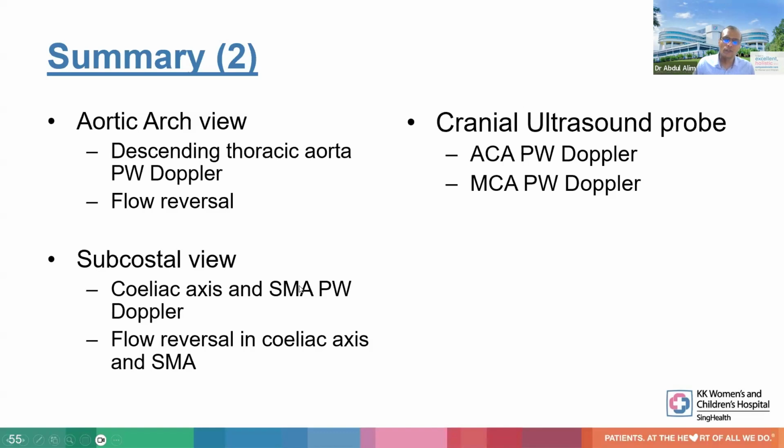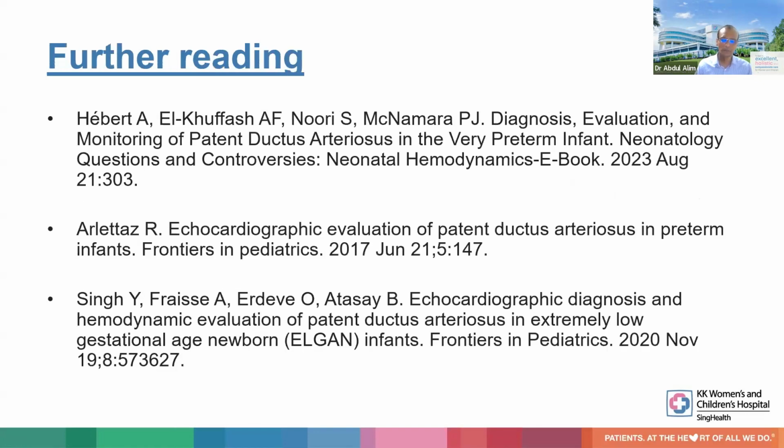Then if you are familiar with the cranial ultrasound as well, I usually change the probe to the cranial ultrasound probe and then look at the anterior cerebral artery and middle cerebral artery and do a pulse wave Doppler there. That completes most of the basic indices, and based on these indices, we can make the hemodynamic assessment of that PDA. Okay, I hope it is not too difficult to follow, and that gives an overview of the PDA and the different shunt patterns and then the common echocardiographic indices.